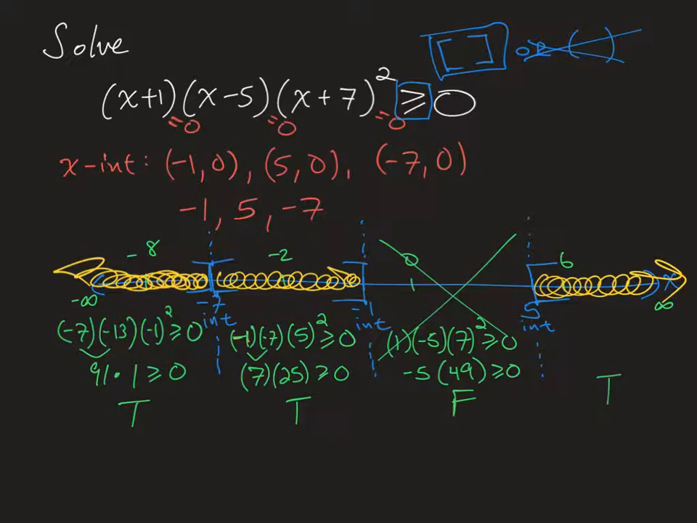And then we can just read this off the intervals. So we would have -infinity to -7 union, -7 to -1 union, 5 to infinity. And we're almost done here.